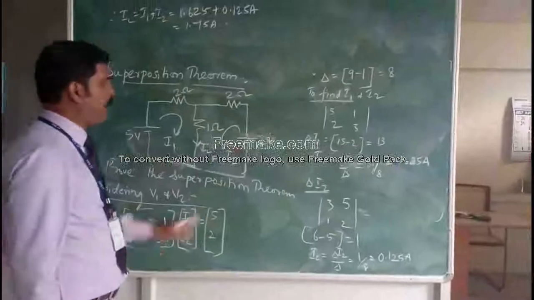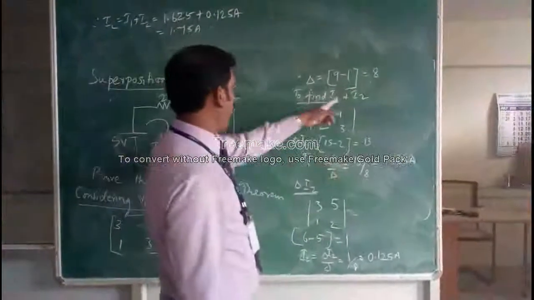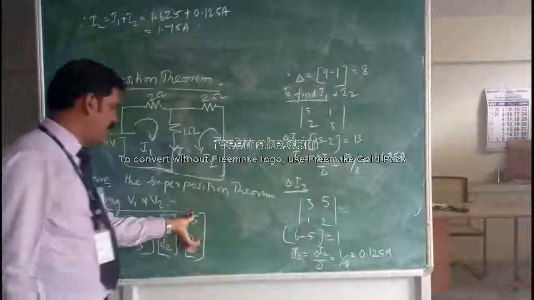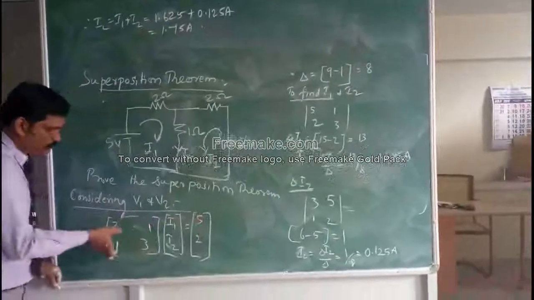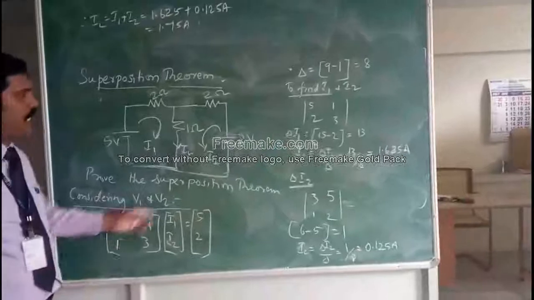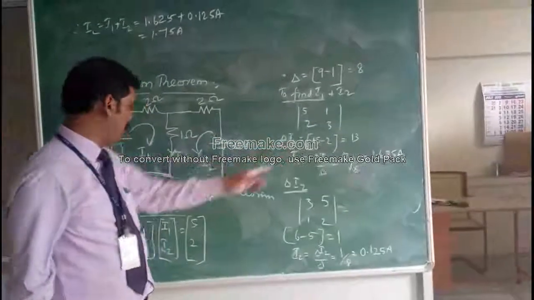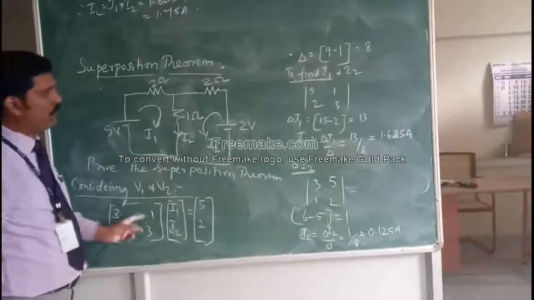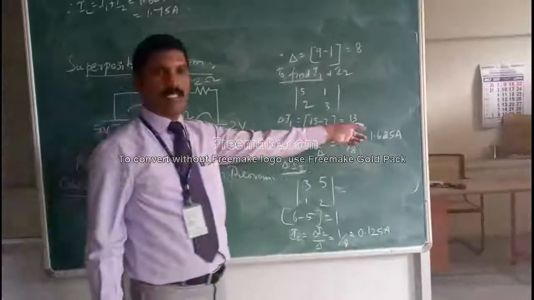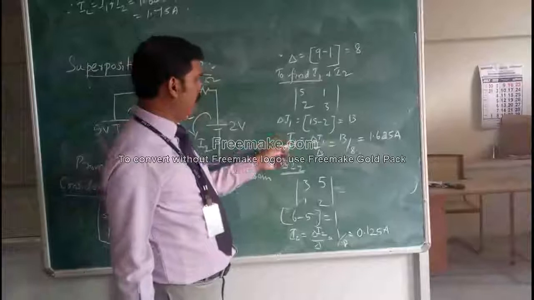3 into 3, 9 minus 1 is 8. And to find I1, I2, I have to substitute this voltage column elements into the first column and find the determinant, I will get del I1. So it is simply, once I substitute 5 2 here, it is 15 minus 2, it is 13. And similarly, now I can find I1.